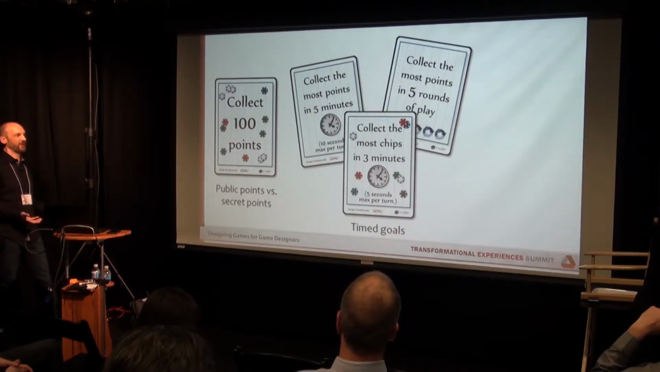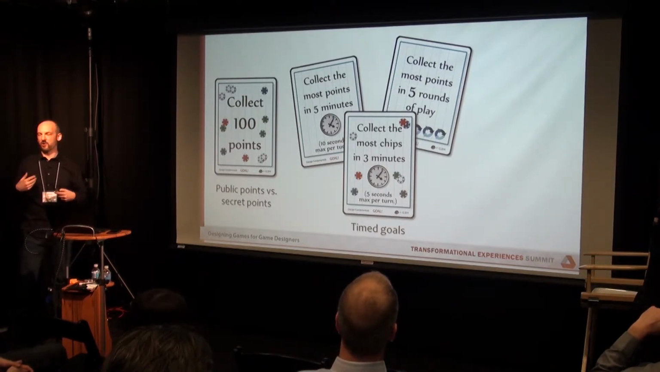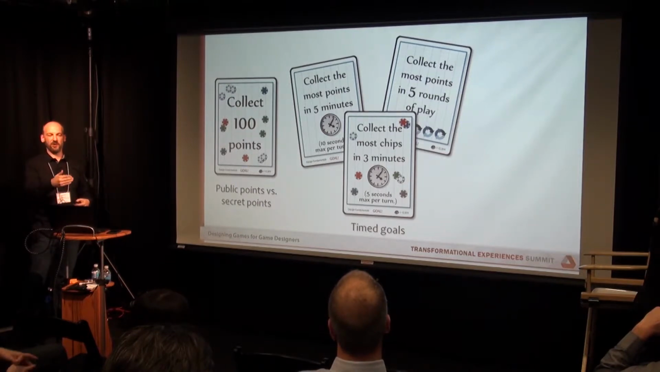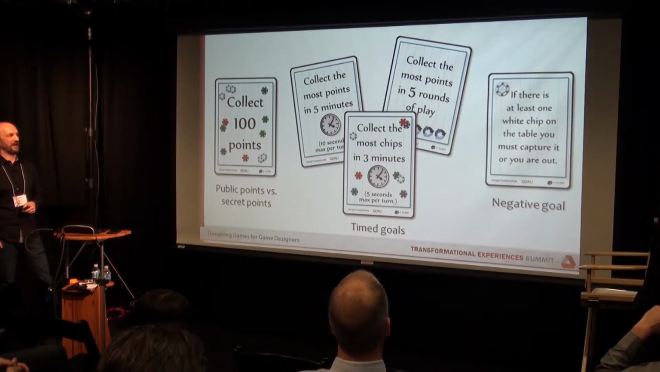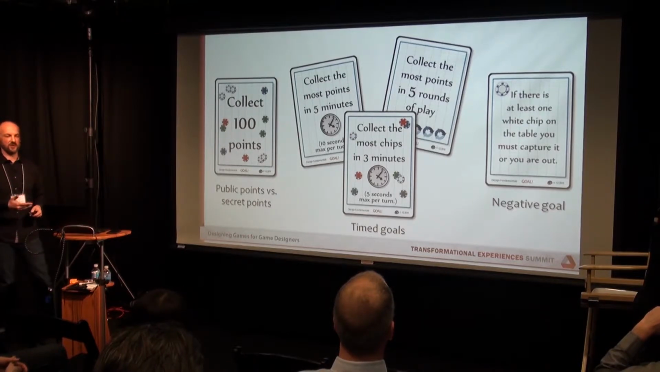Then we talk about timed goals. Instead of collecting 100 points, maybe only have 5 minutes, maybe only 3 minutes. The adrenaline rush that you get when you put time pressure on people. The difference between what the goal of the game is versus when the game ends, because the game could end and that's different than what the goal of the game really is. So you can start playing around with these different little bits and pieces. Negative goals: don't do this or you'll lose. If this happens, you will lose, so don't do this.